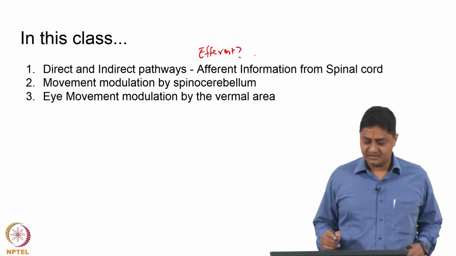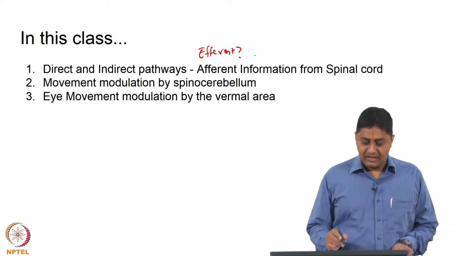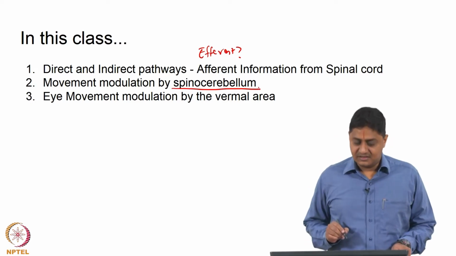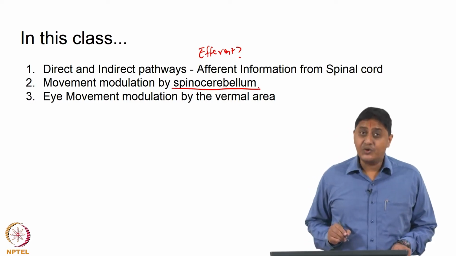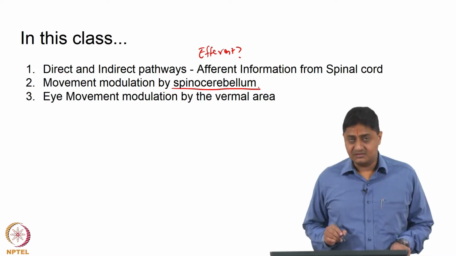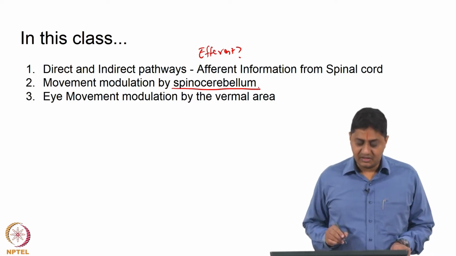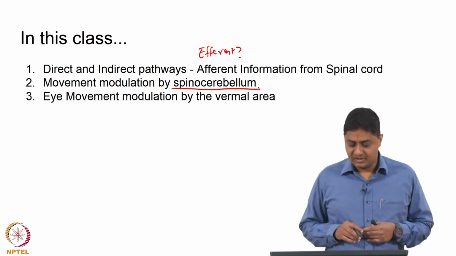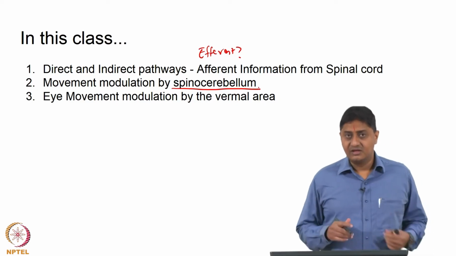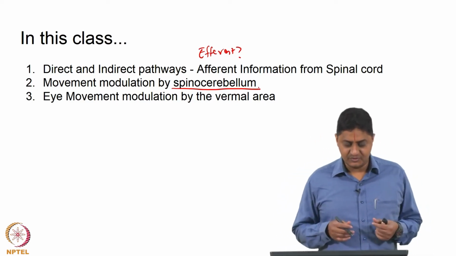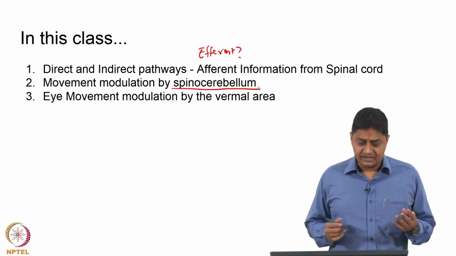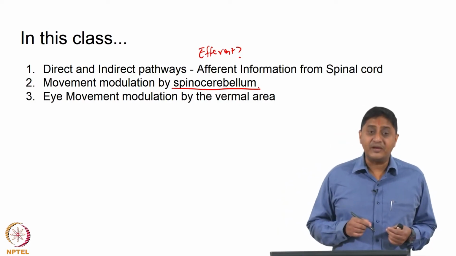We will discuss that, and how spinocerebellum is responsible for modulation of movements, and how vermis and the intermediate area, or at least the vermis and the flocculonodular lobe, are responsible for eye movement modulation. There are two types of eye movements that are presented: saccades and smooth pursuits. So, this is basically the first class of at least two discussions on spinocerebellum.